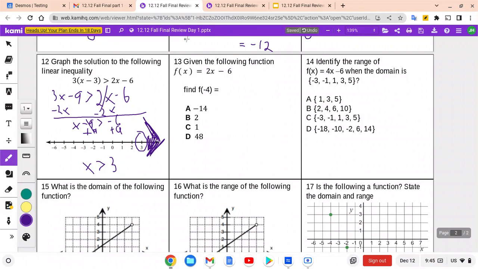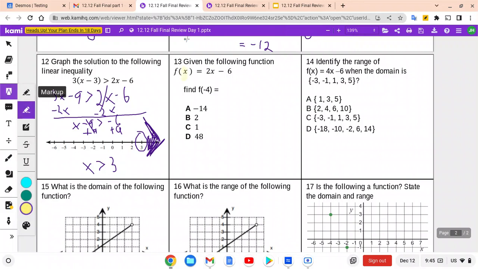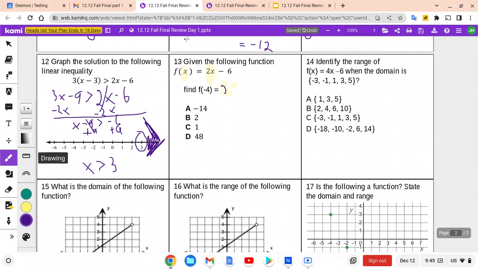All right, number 13, they want us to find f of negative 4. So wherever you see an x, I'm going to put a negative 4. So 2 times negative 4 minus 6 equals negative 8 minus 6 equals negative 14. The answer is A.